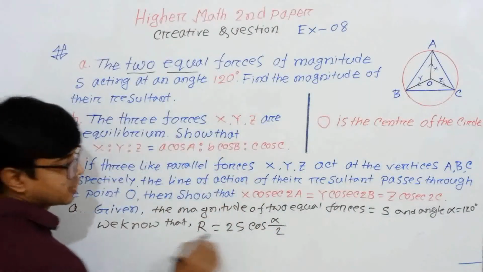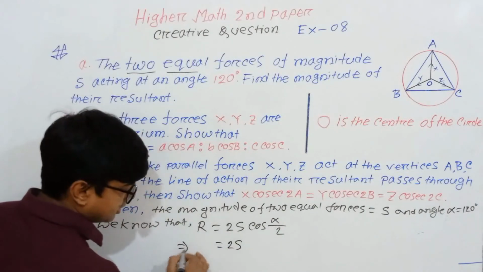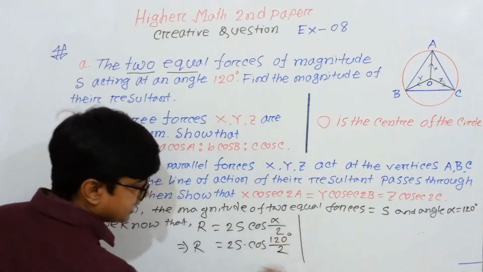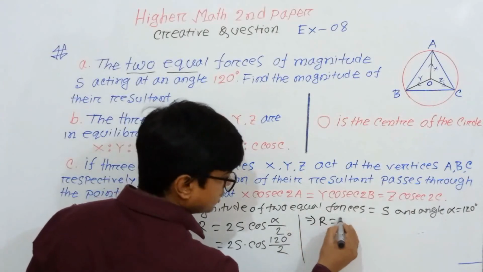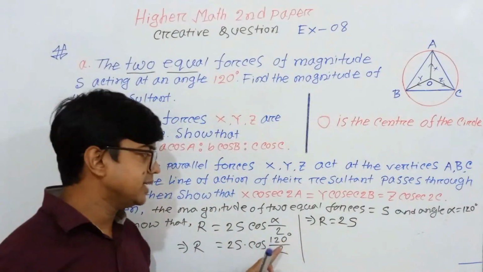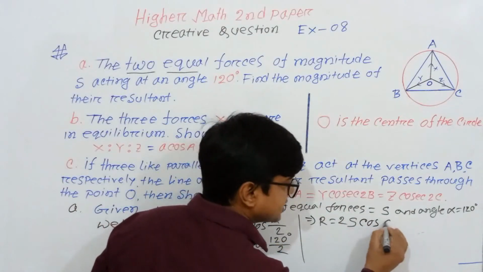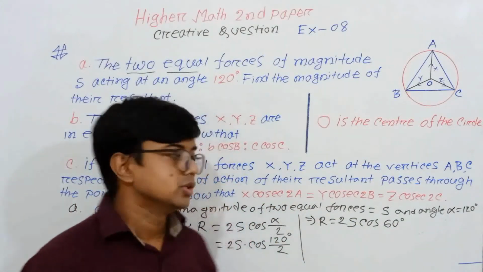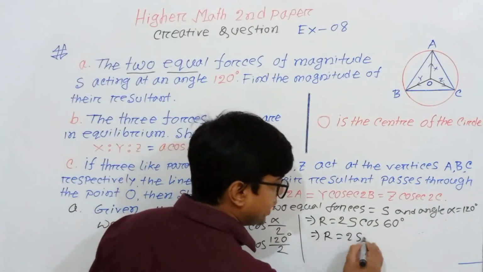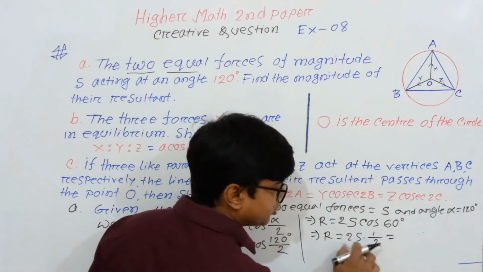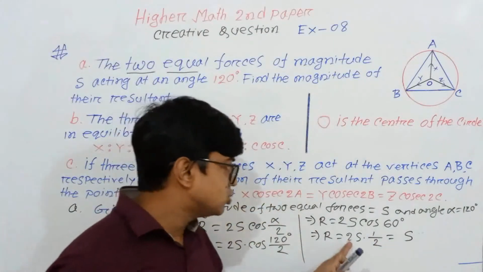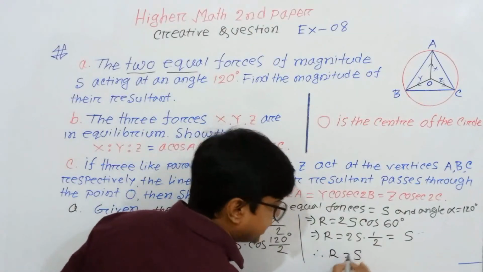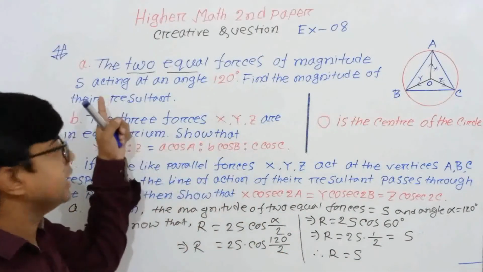The angle is 120 degrees. So we can write 2S cos 120 degrees by 2. So it's 60 degrees. And we know that the value of cos 60 degrees is 1 by 2. So R equals 2S into 1 by 2. And after calculation it will be S, because here 2 and 2 will be cancelled. That's why R equals S, and this is the answer of question number A.